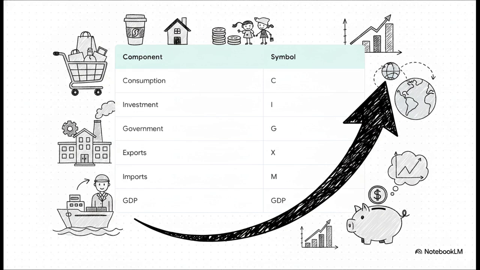Now, the ingredients of this fuel are pretty straightforward. You've got C for everyday private consumption, stuff we all buy, then I for investment spending by businesses. G is government spending on things like roads and schools, and finally the international piece, X for exports minus M for imports. You add all of that up and boom, you get your gross domestic product, or GDP.